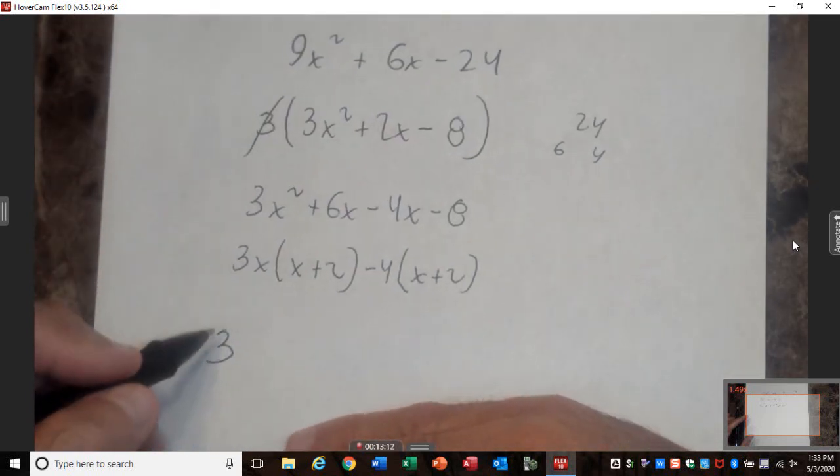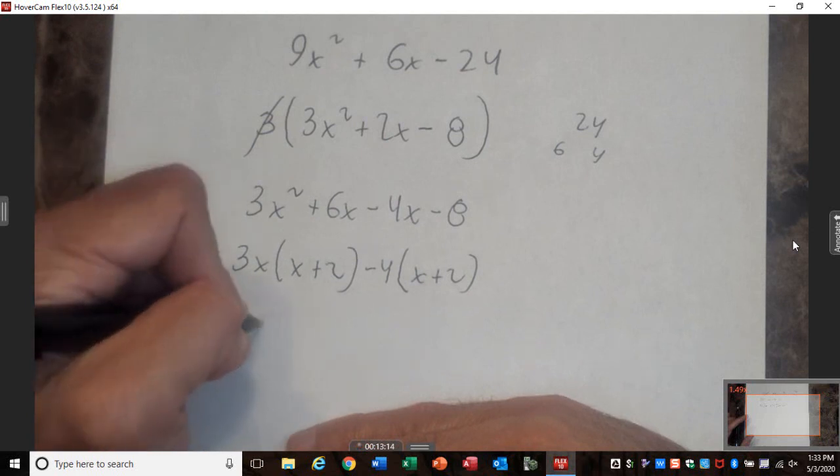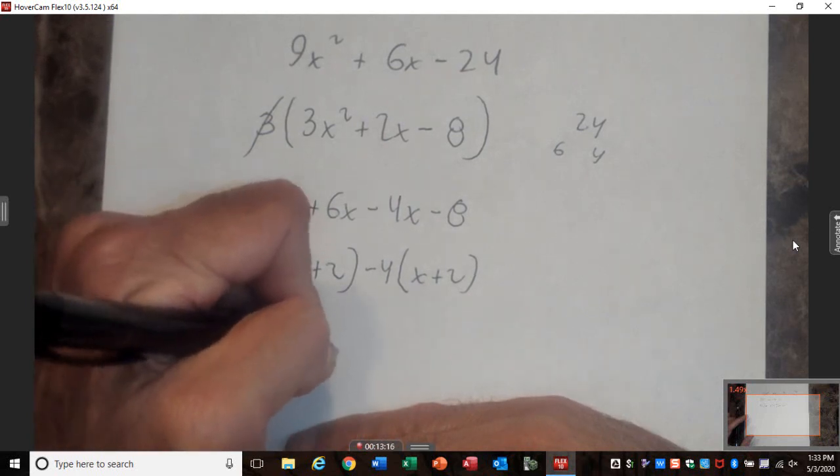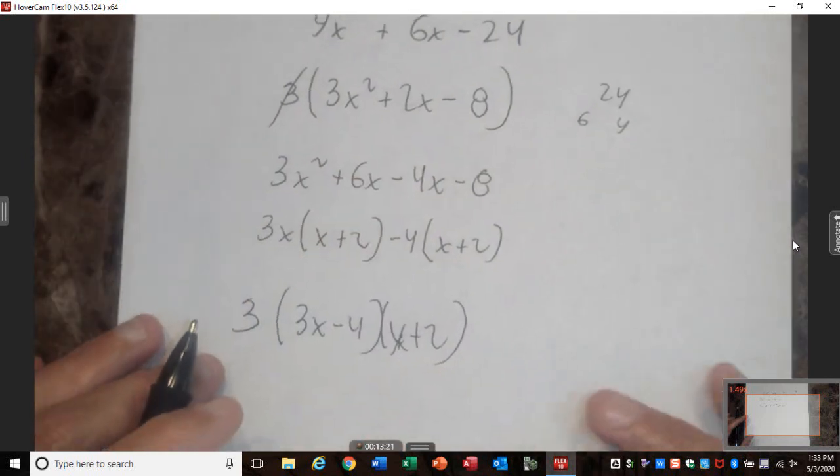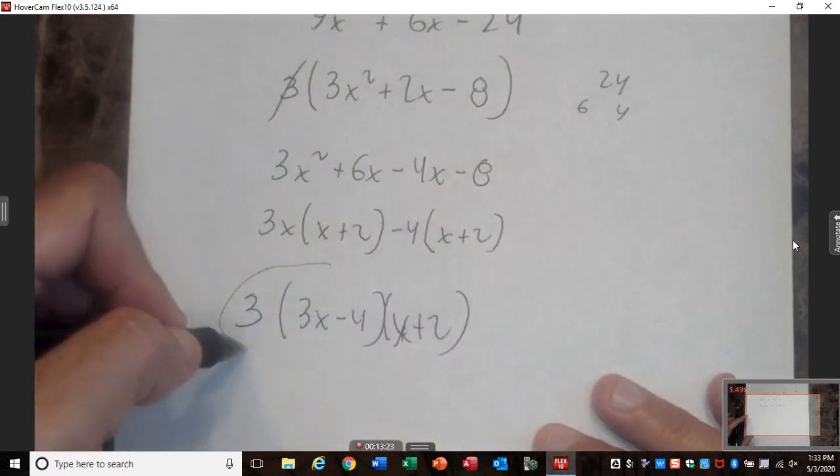So we've got our original 3 that we factored out, and then we're going to go 3x minus 4, and then x plus 2, and we're done. So here is our answer.